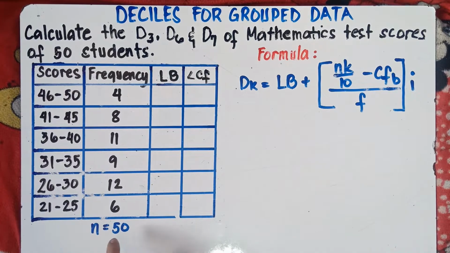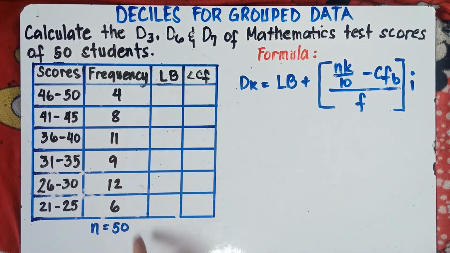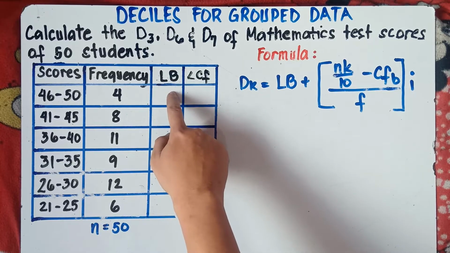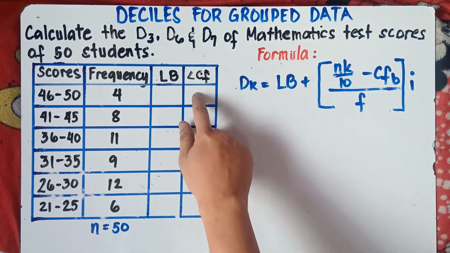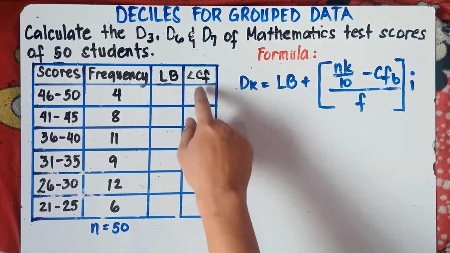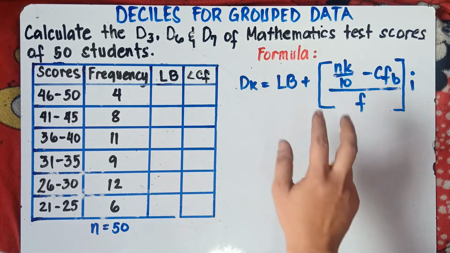Now n here is the total number of frequency. If you add this up, 6 plus 12 plus 9 plus 11 plus 8 plus 4, you will get 50. Now LB stands for lower boundary, and less than CF stands for less than cumulative frequency. We need to get the value of LB, lower boundaries, and the value of less than cumulative frequency because we will be using these in our formula.